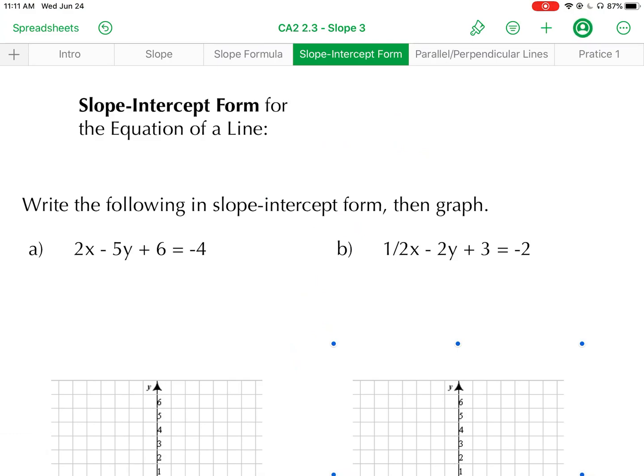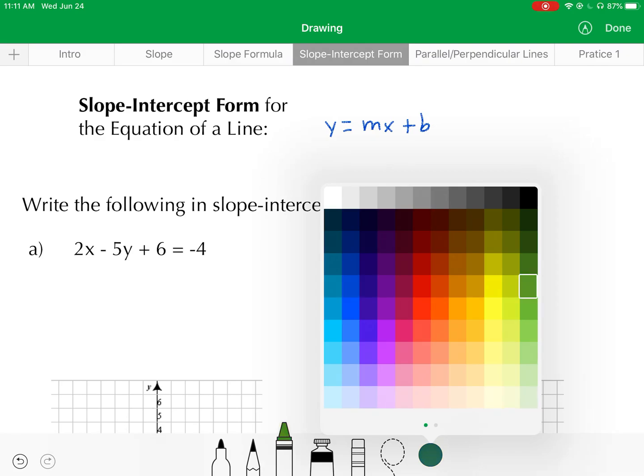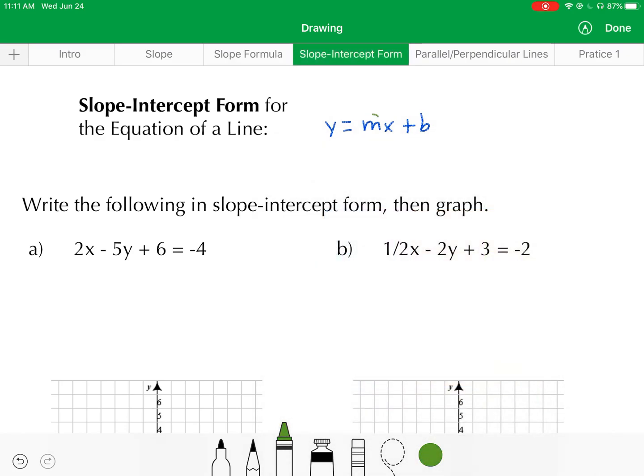So lines have equations that represent their set of ordered pairs, right? So one form for a linear equation is slope-intercept form, and it's often written as y equals mx plus b. And the reason this is called slope-intercept form is because within the equation, you have the slope of the line shown to you, and then you also have the y-intercept of the line shown to you.